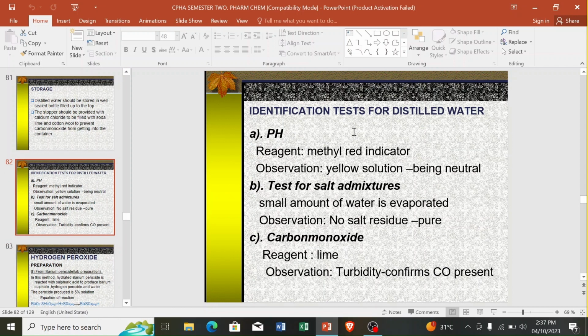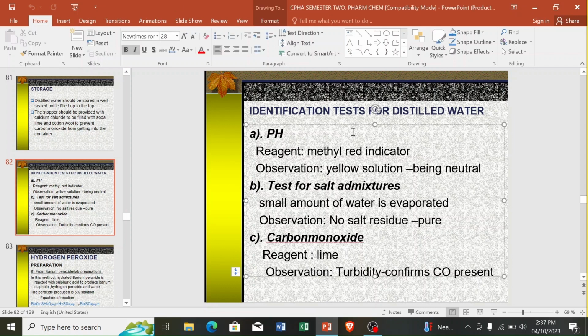So just like how I was saying that distilled water can have impurities, we have to carry out different tests to find out whether our distilled water does not contain impurities. These are some of the tests that we can carry out, the quality control tests, and they call them identification tests for distilled water. So in our identification test, we are generally trying to check for any impurities that can be in water.